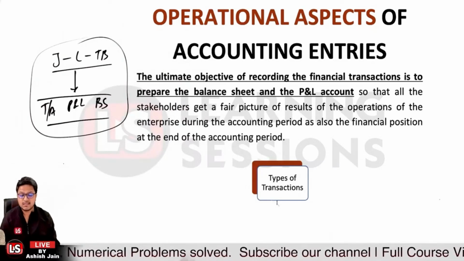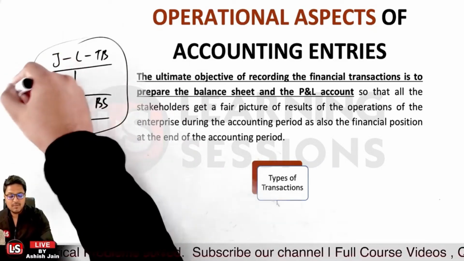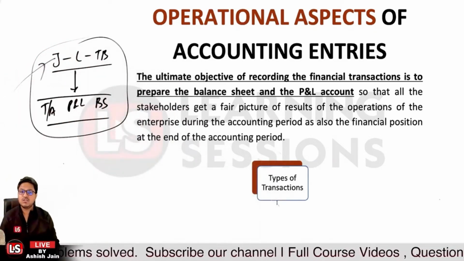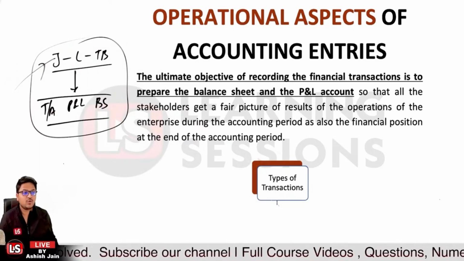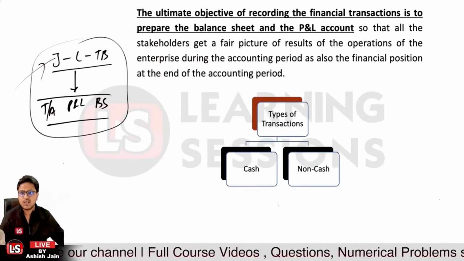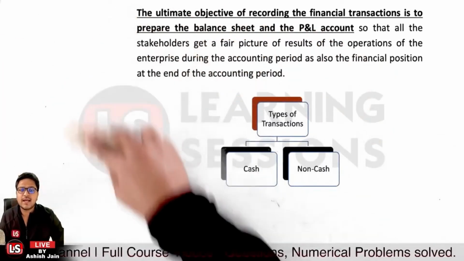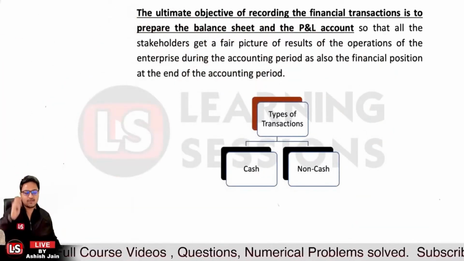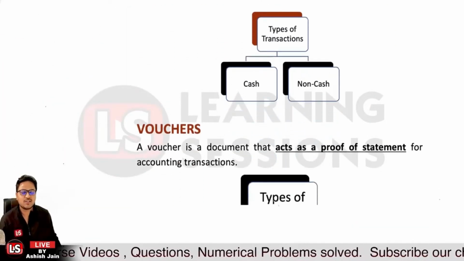But what is the basis of all the transactions which are being recorded into the journal? So we have to look at the types of transaction first of all. There are two types of transaction. One is cash transactions, and the other is non-cash transactions.